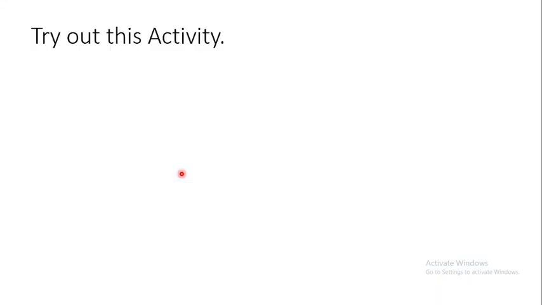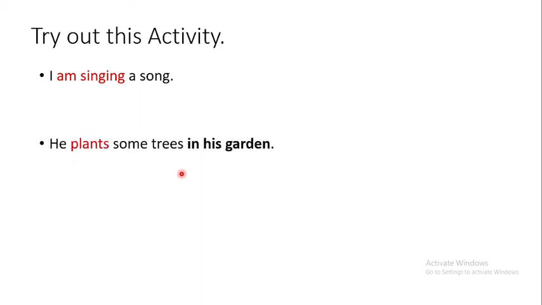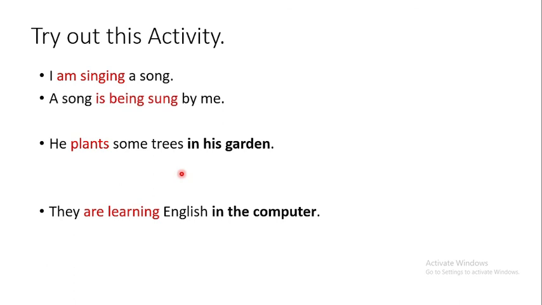Try out this activity, children. I am singing a song. ing, present continuous tense. He plants some trees in his garden. They are learning English in the computer. The answer is given. So you write the answers and check whether you have written them correctly.